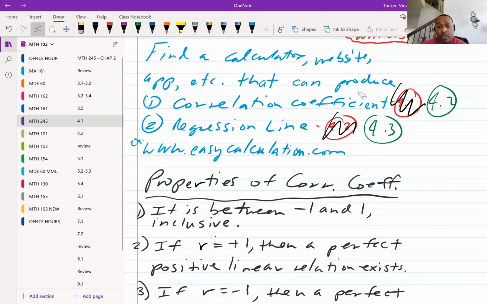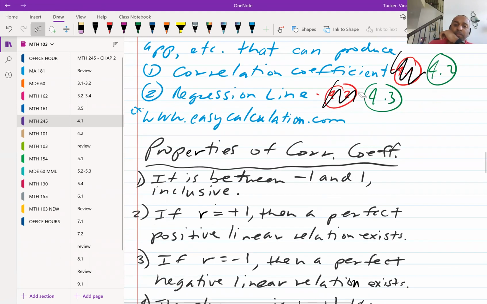Okay, so let's look at the properties of the correlation coefficient. It is between -1 and 1 inclusive. That means it can be -1 or 1, but also everything in between. If R is +1, then a perfect positive linear relation exists. If R is -1, then a perfect negative linear relation exists.